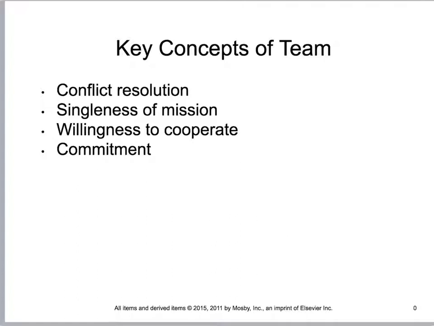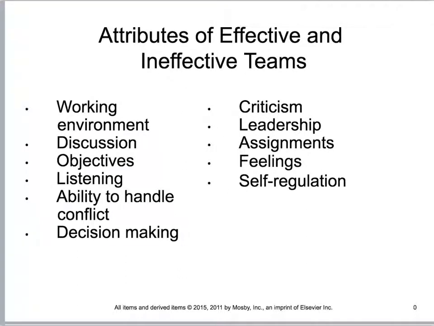So some of your guidelines for effective communication are in box 18.3, and we can discuss some of those also in class. This slide looks at different effective and ineffective attributes of teams: environment, discussion, objectives, listening, ability to handle conflict, decision-making, criticism, leadership, assignments, feelings, and self-regulation. We're going to talk about some of these in class.